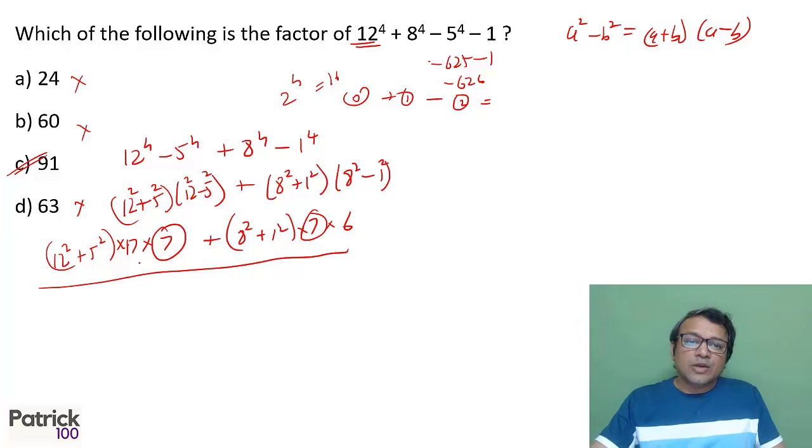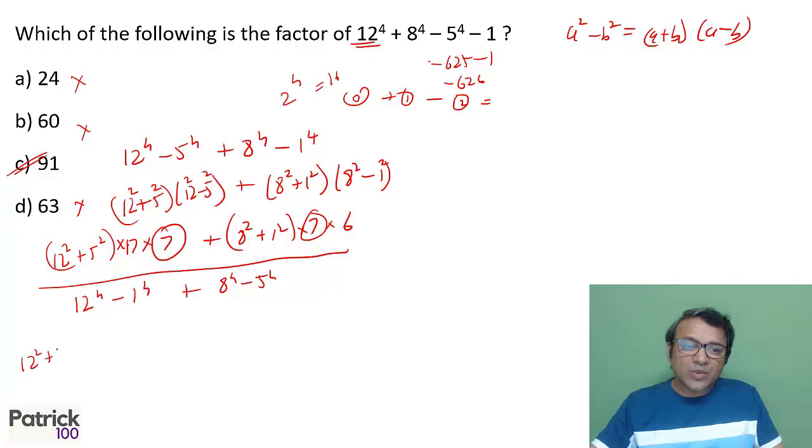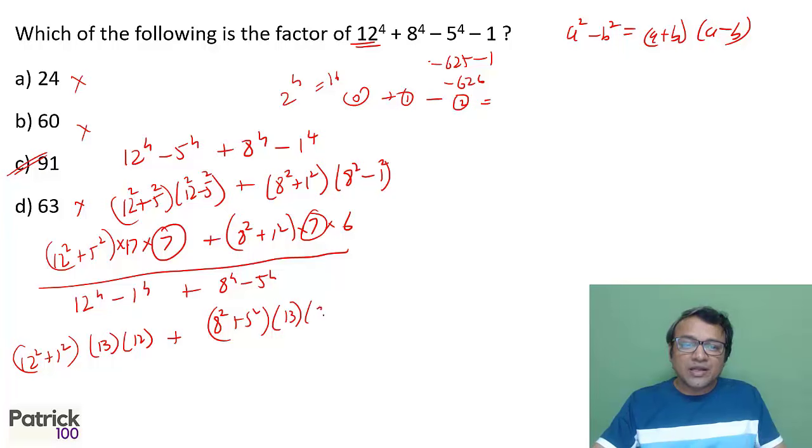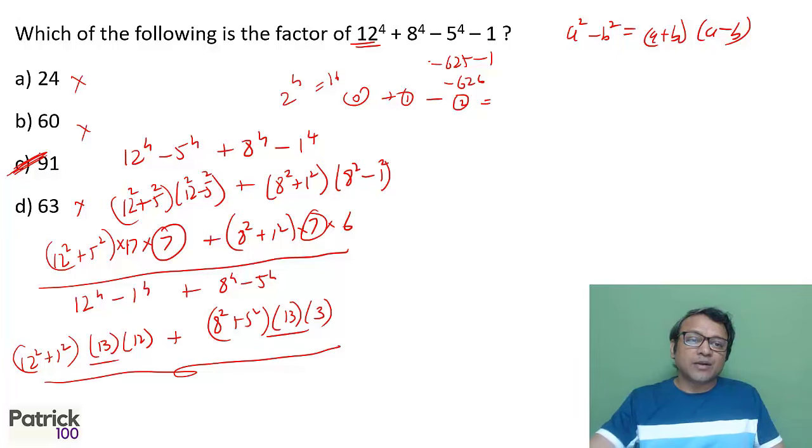That's for sure. Now let's break it up into different parts. So 12 raised to 4 minus 1 raised to 4 plus 8 raised to 4 minus 5 raised to 4. You can break it up in the same way. What you'll get in the end is 12 square plus 1 square, and 12 plus 1 is 13, 12 minus 1 is 11. Same way here, 8 square plus 5 square, 8 plus 5 is 13, 8 minus 5 is 3. Both the numbers are multiples of 13. So the whole number will be a multiple of 13. So the number is a multiple of 7 and a multiple of 13, so a multiple of 91.